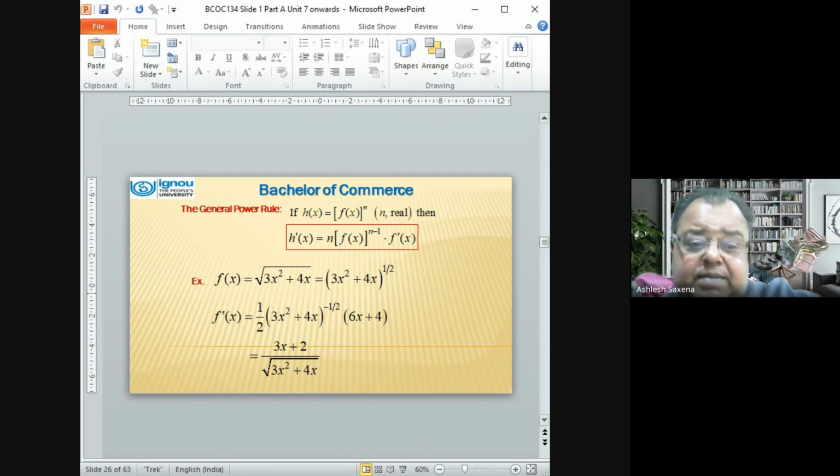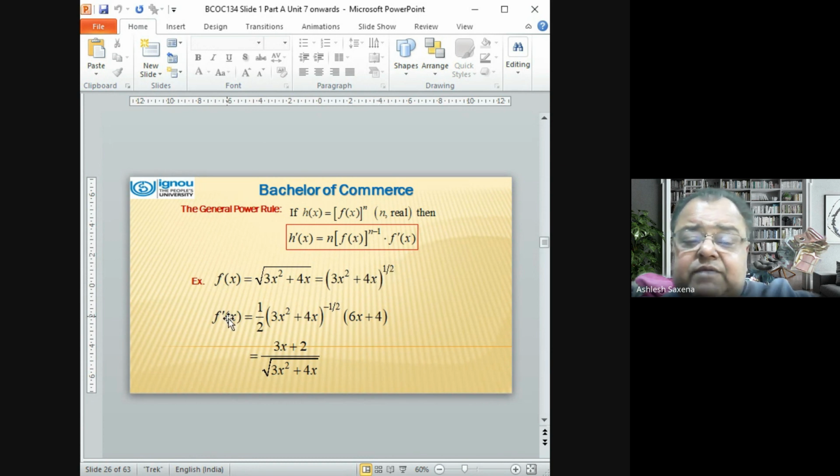Now see how it is applied. You have this function. We have to differentiate this. What will I be doing? First of all, I will be removing this square root from here and placing a power of 1 by 2. Now, my function f(x) is equal to (3x² + 4x)^(1/2).